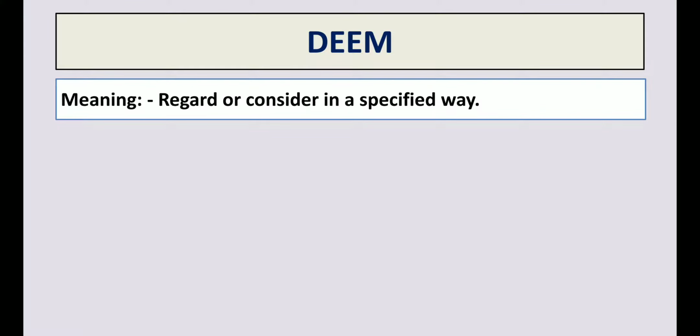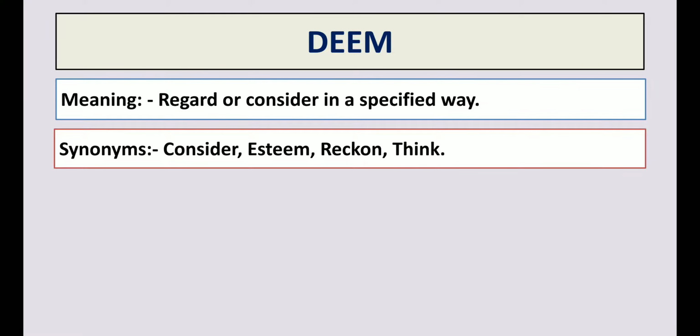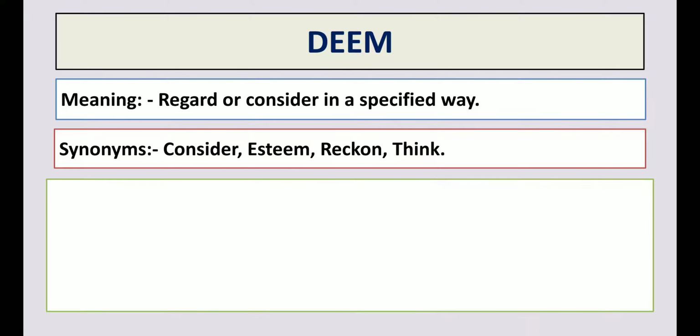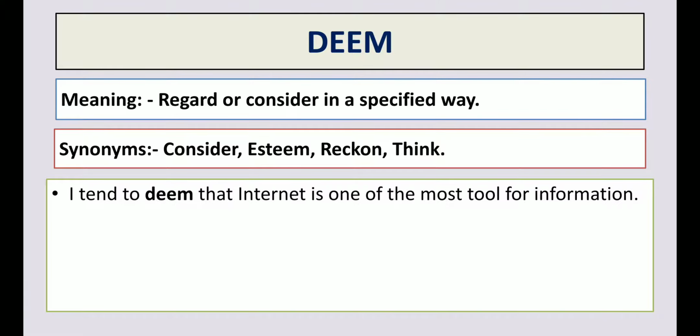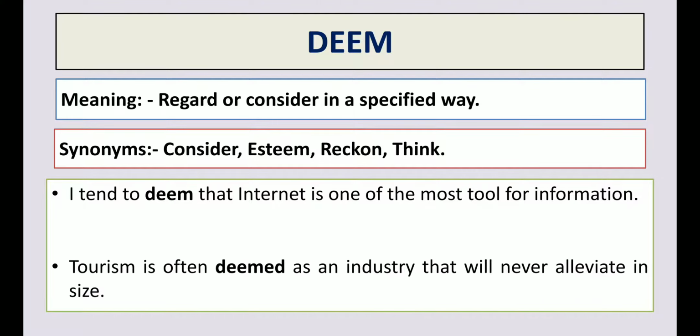Now the next common word is deem. The meaning of deem is to regard or consider in a specified way. The synonyms can be consider, esteem, reckon, think. The first example of deem is: I tend to deem that the internet is one of the most useful tools for information.